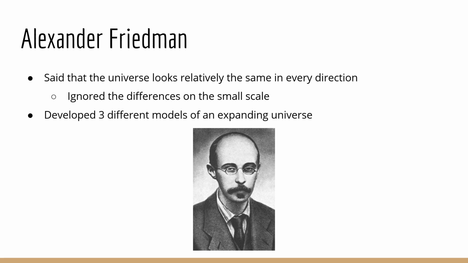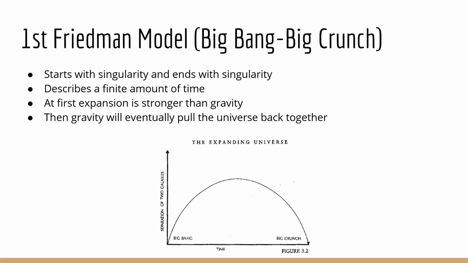So this is much after the time of Edwin Hubble. This is much after the concept of an expanding universe has been the status quo in the astrophysics community for a while now. So the first model was the Big Bang slash Big Crunch model. He said that in this model, the universe starts with a singularity and ends with a singularity. Obviously, that singularity being something like the Big Bang before it exploded.